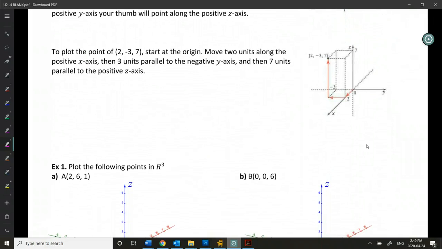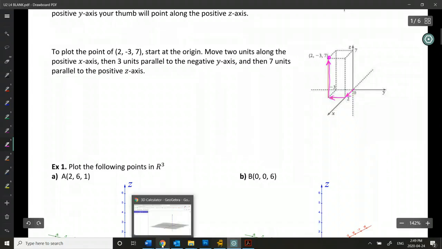Okay, to plot points, we're going to have them as X, Y, Z coordinates. Let's take a look at the point 2, -3, 7. We'll move out 2 units on the X axis. We'll move left 2 units on the negative Y axis, or sorry, left 3 units, and then up 7 units on the positive Z axis, leading us to a point out here. I'll show you what that looks like in Geogebra.